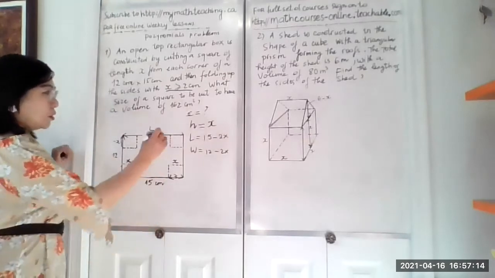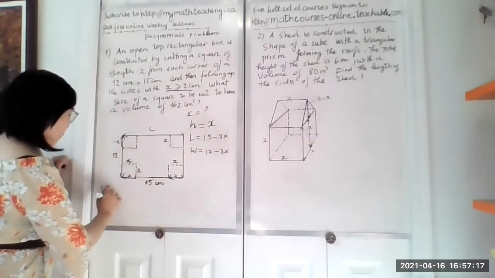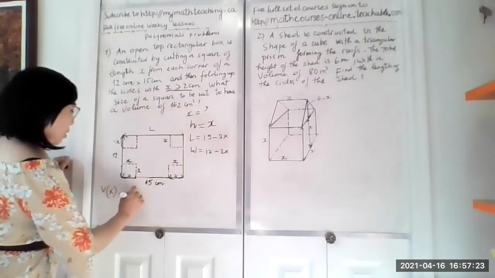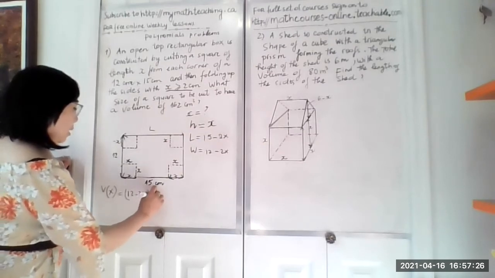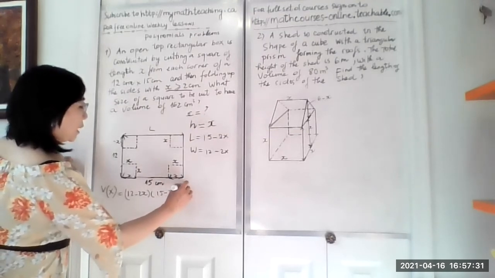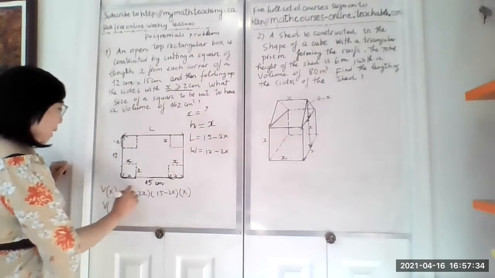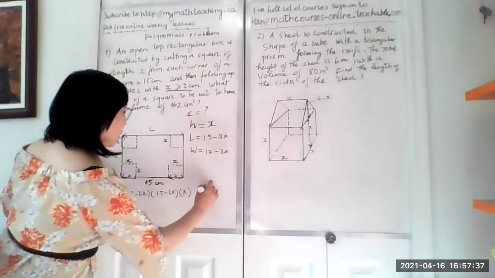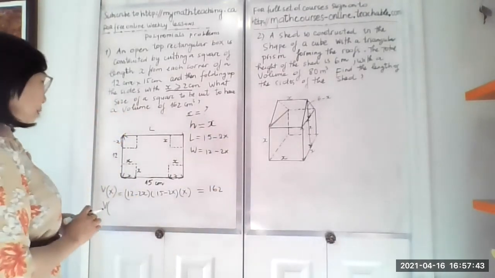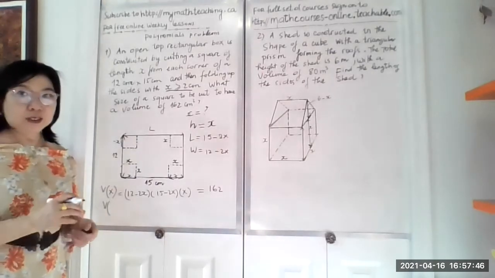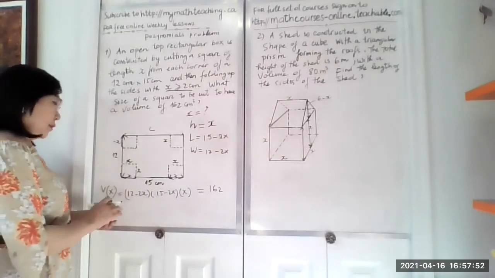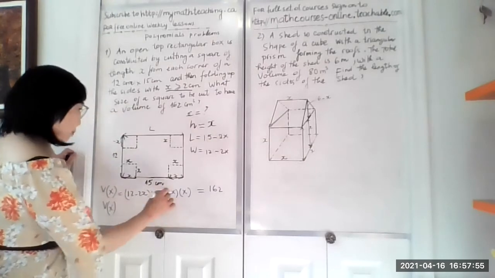And the width of the box will be 12 minus 2x as well. So our volume of the new box would be V of x equals length times width times height, which is 12 minus 2x multiplied by 15 minus 2x and multiplied by x. And this volume will be equal to 162. So again, if we don't want to cheat and we want to do it formally, you will multiply all of this together and get the equation. So let's get it out first to see what happens.